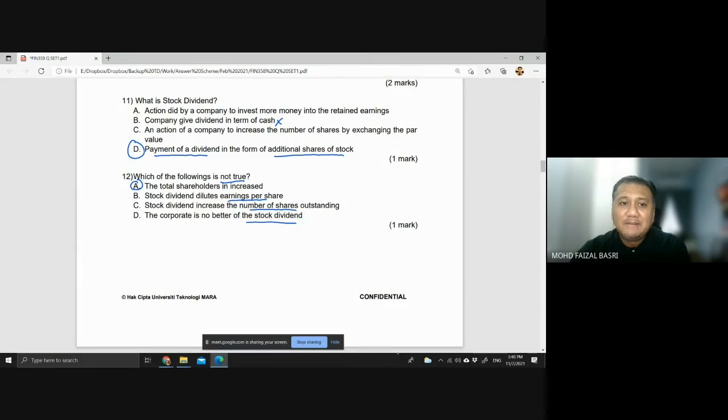Shareholders tak berubah. Number of shares maybe yes. But the NOSO tak berubah ataupun number of shareholders tak berubah. But the rest yes, dia punya NOSO akan berubah, but the number of shareholders, kalau sebelum ni ada 10,000 investors, so this still 10,000 tapi number of units je bertambah. Okay, so that's number 12.